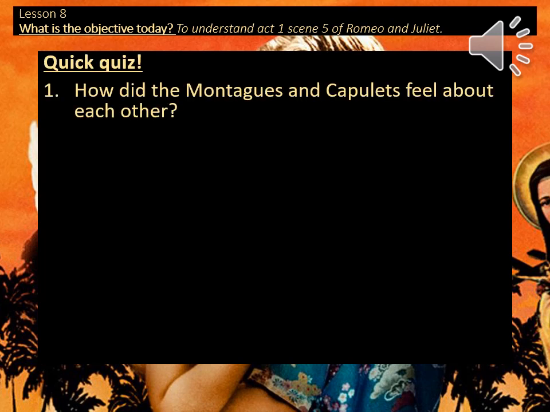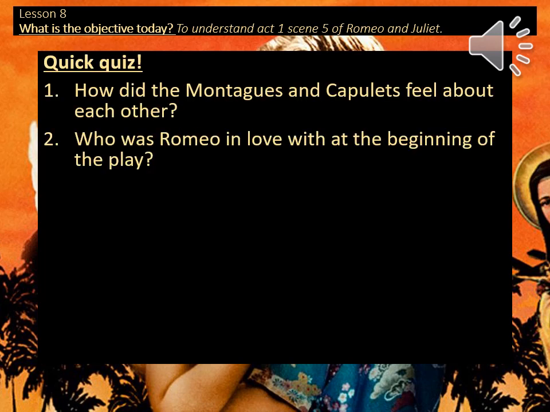Okay, this is lesson 8 of Romeo and Juliet, the last lesson of this week, and it's all about Act 1, Scene 5. So we start again with a quick quiz, and all of the answers are in the notes section underneath the slide.